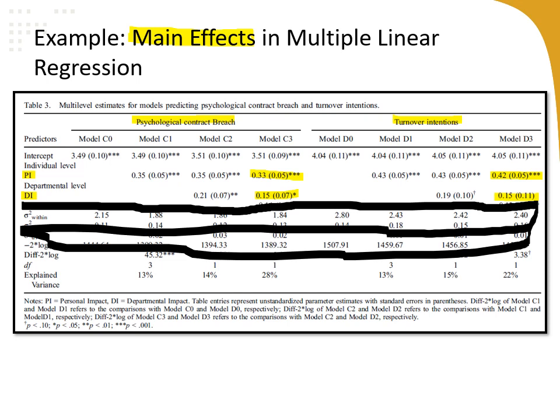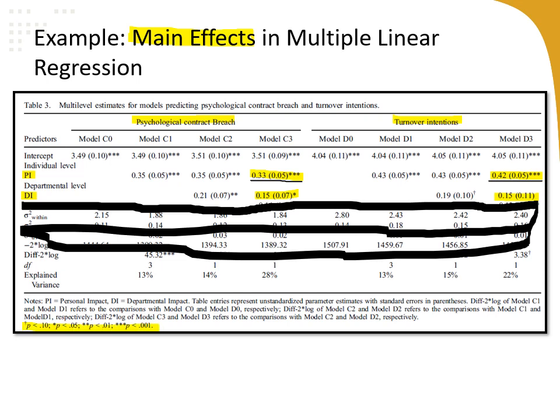So if we look at this, we can see that those who experience more of a personal impact of budget cuts tend to have significantly more, right, positive and stars, psychological contract breach, and significantly higher turnover intentions, right? It's a positive correlation. We see the stars, we know it's significant based on our nice little key down here, okay?